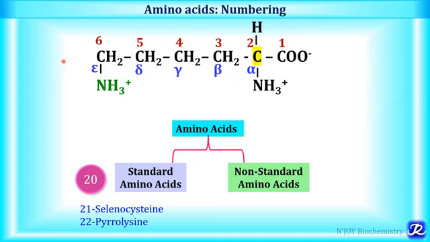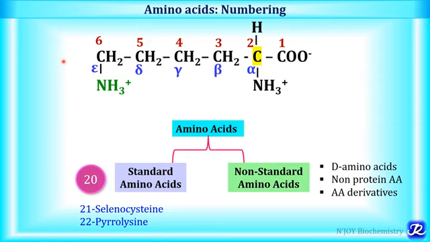Selenocysteine is called the 21st amino acid and pyrrolysine is the 22nd amino acid. Now what are non-standard amino acids? In addition to the standard 20 amino acids which are incorporated during protein synthesis, a few other amino acids are also seen in the biological system and they are called non-standard amino acids. Though they are not incorporated into the structure of protein at the time of protein biosynthesis, they play several biologically important functions in the body, and they include D amino acids, non-protein amino acids, and various amino acid derivatives. We will see these non-standard amino acids in a separate video.